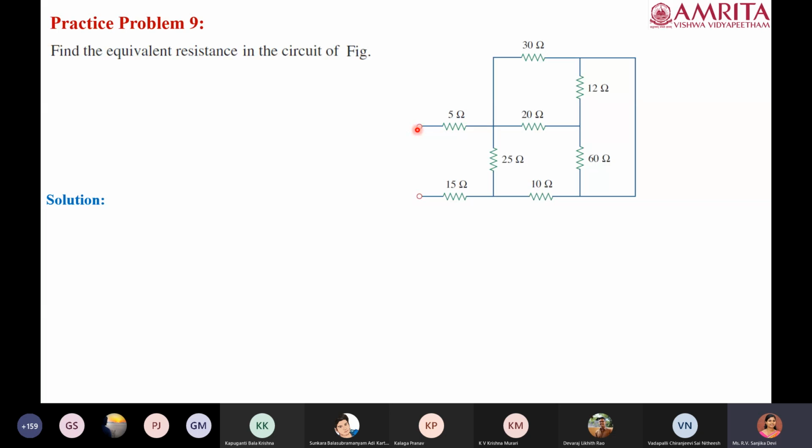Okay, so this is the second practice problem for finding the equivalent resistance. And we'll have one more.